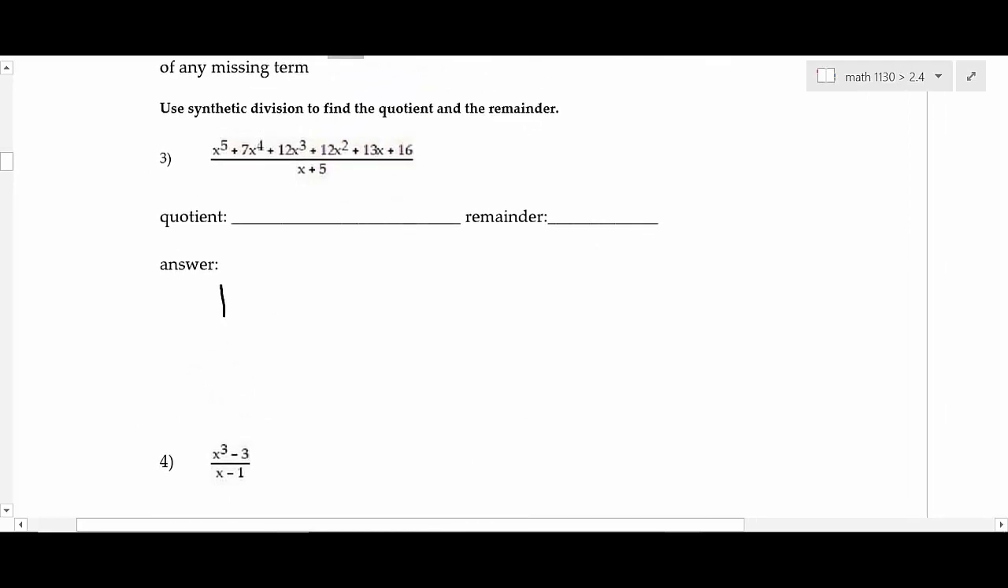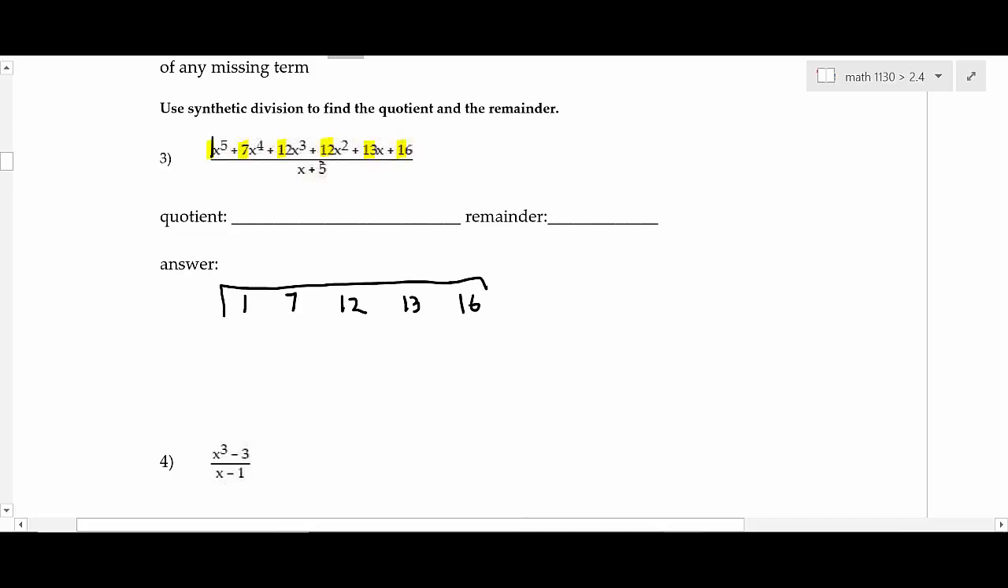Okay, so what we're going to do on synthetic division is really all you do is you just do the coefficients, and everything's got to be in order. You got to have a placeholder for everything. So if your highest power is fifth power, you need to make sure you have 5, 4, 3, 2, 1, 0. Okay, like that. You got to have a placeholder for everything. So what you do here is you just put the 1 down, leave a gap, and put a 7, then a 12, then a 13, and then a 16 like that.